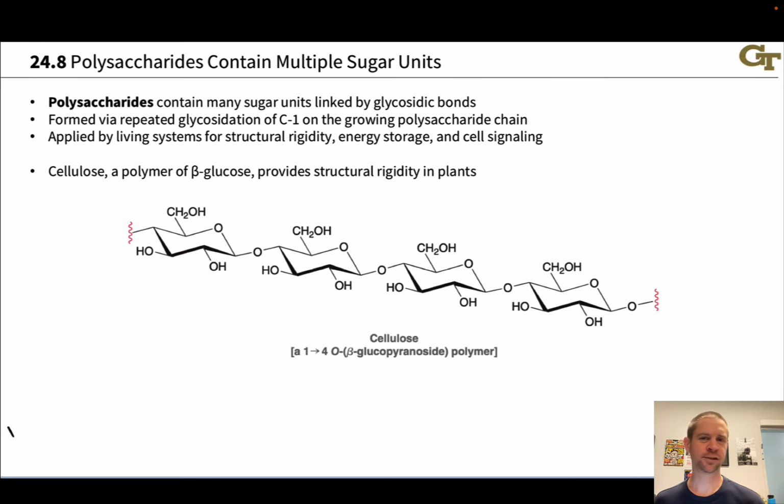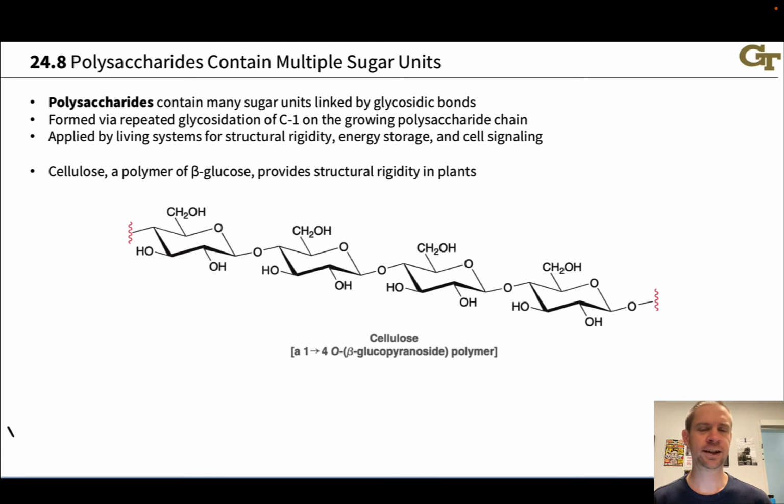As their name suggests, polysaccharides are polymers of monosaccharide units linked by glycosidic bonds. And we can typically think of polysaccharides forming via repeated glycosidation at carbon 1 on the growing polysaccharide chain. So the last sugar on the end of the chain has a free hemiacetal that can participate in a glycosidation reaction to add one more monomer on the end of the chain. We'll see what that looks like here in a second.